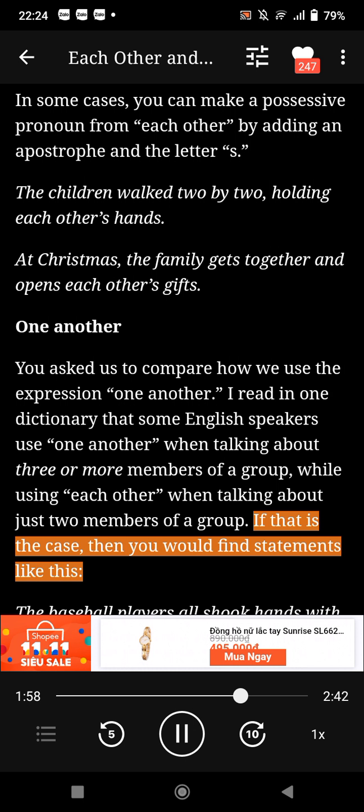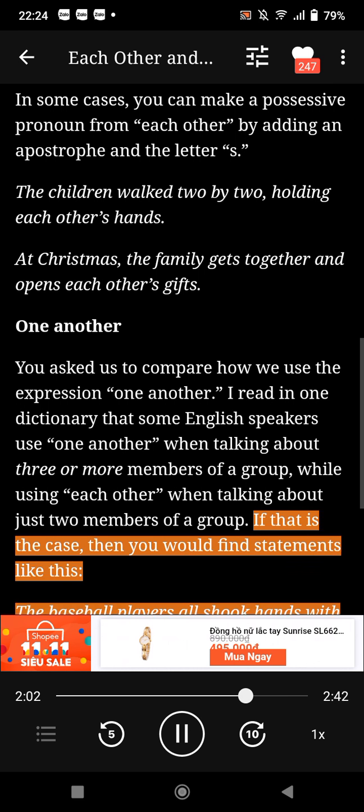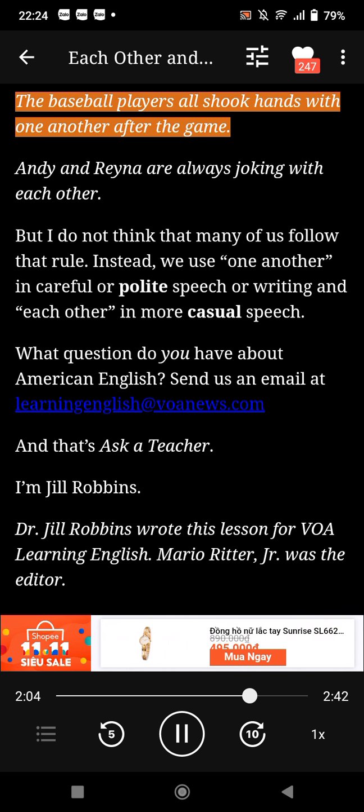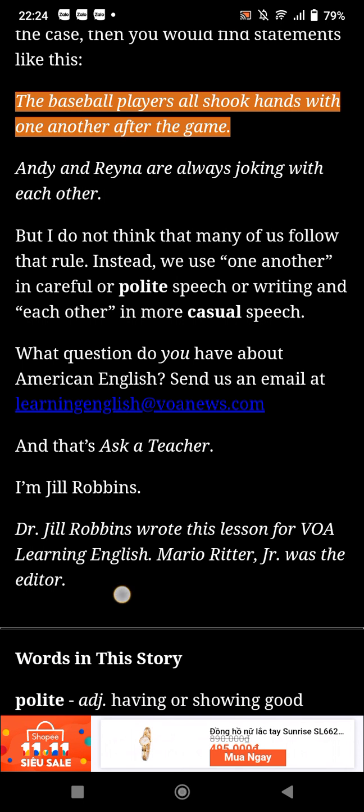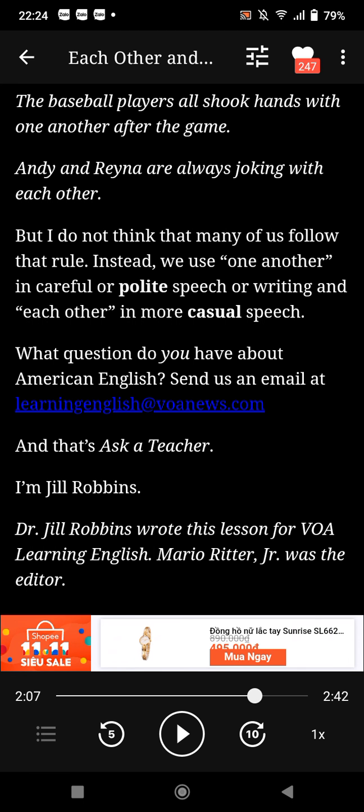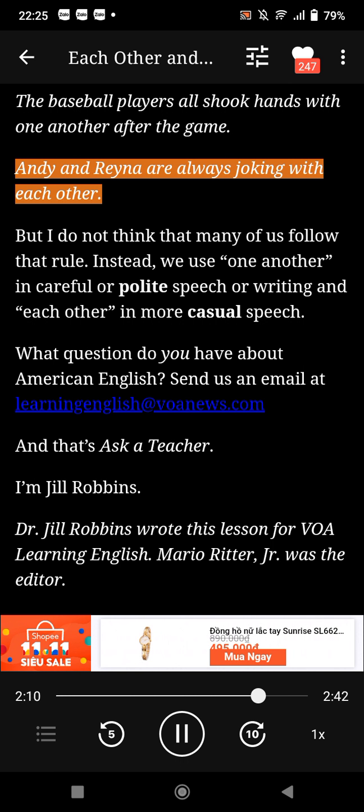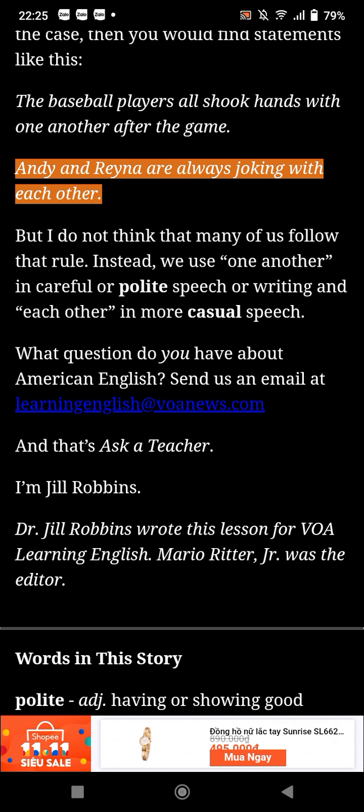If that is the case, then you would find statements like this. The baseball players all shook hands with one another after the game. Andy and Raina are always joking with each other.